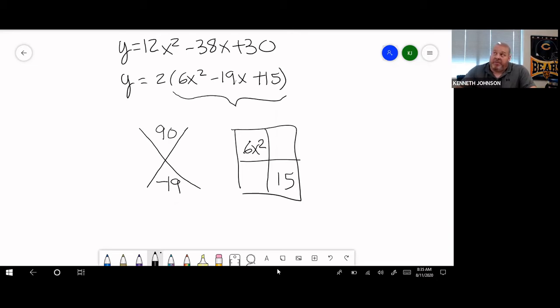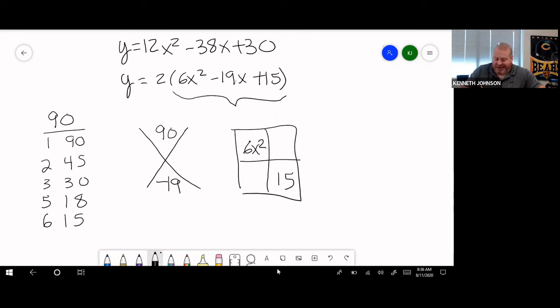Okay, so the only way to multiply to get 90 and add to make a negative number is if they're both negative. Negative times a negative is positive. But let's just say I don't know what these numbers are. So I can go ahead on the side and create a little factor tree. 90 is 1 times 90, or 2 times 45, 3 times 30, 4 doesn't work, 5 times 18, 6 times 15, 7 doesn't work, 8 doesn't work, 9 times 10, and now I'm out of numbers because the next number I would do is 10, and it's right here.